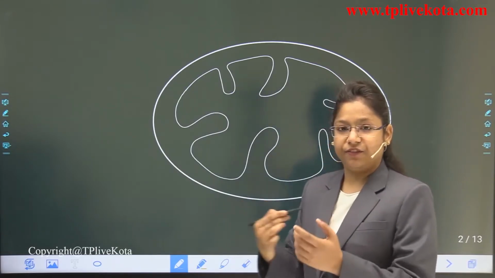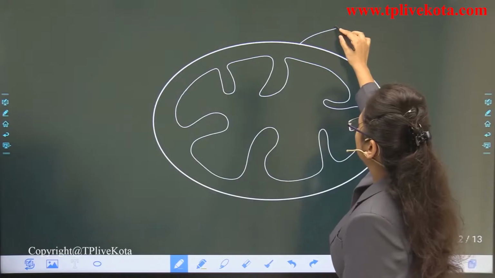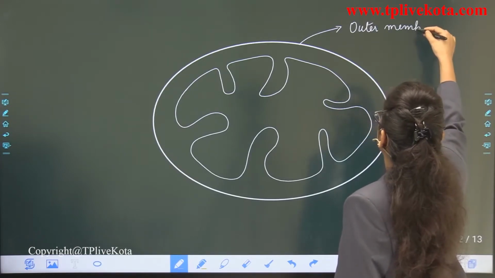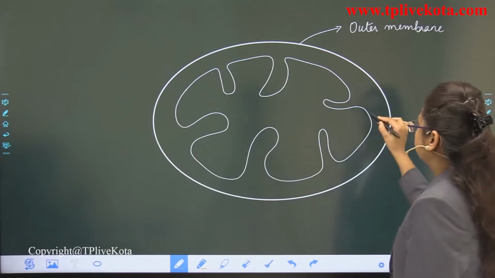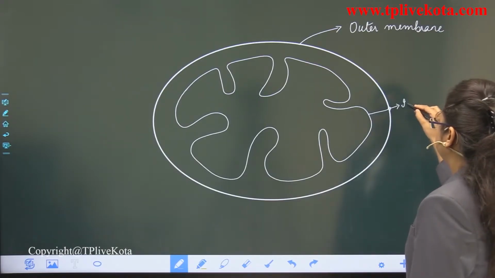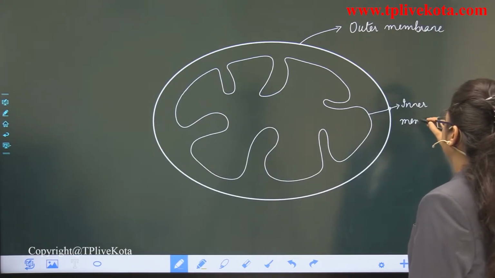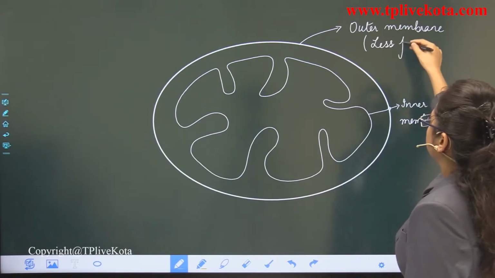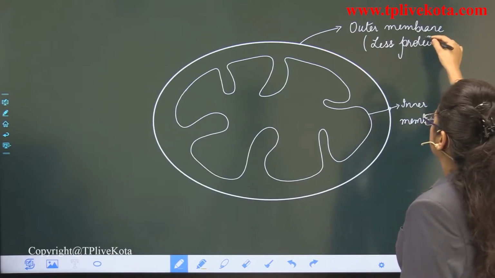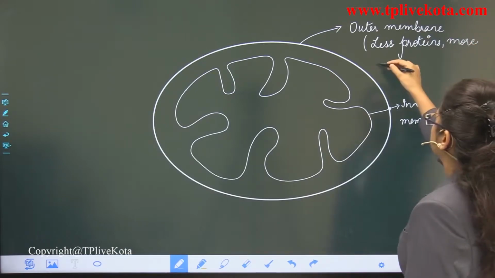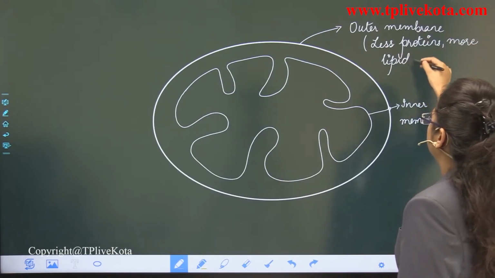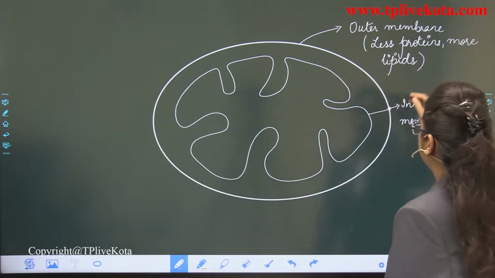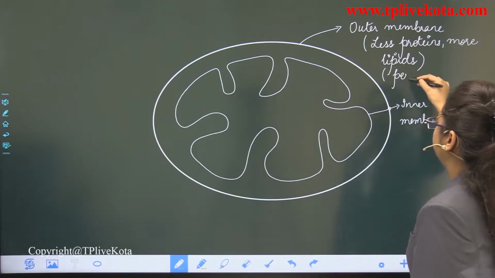Now we are going to differentiate between the two. This one is the outer membrane, and the outer membrane has specific properties, and the inner membrane also has specific properties. Now, if we talk about the outer membrane, it has less proteins, more lipids, and it is permeable. Permeable means it can allow each and every molecule or ion to enter inside it, or to move outside it.